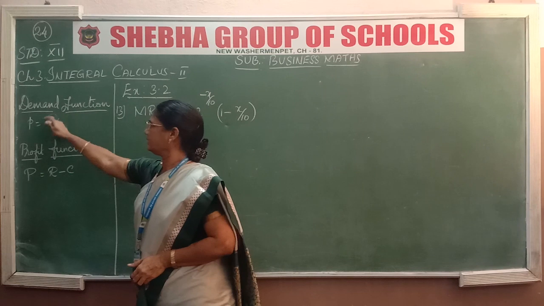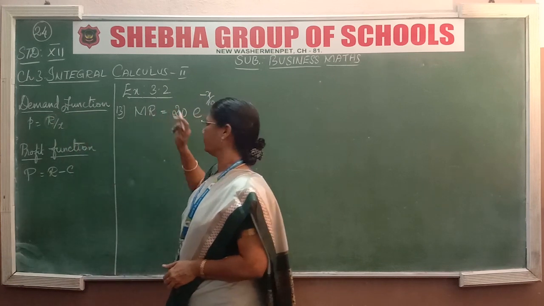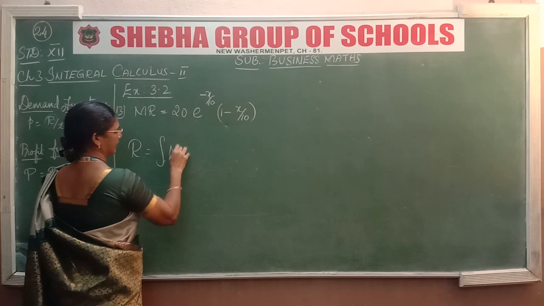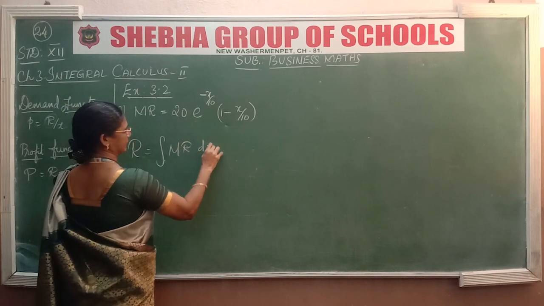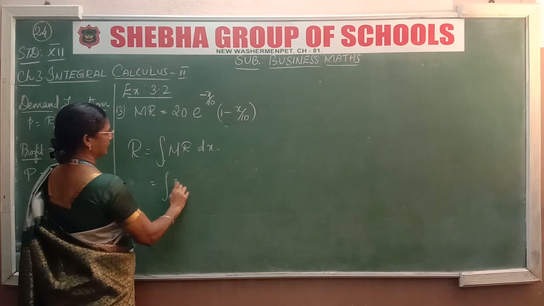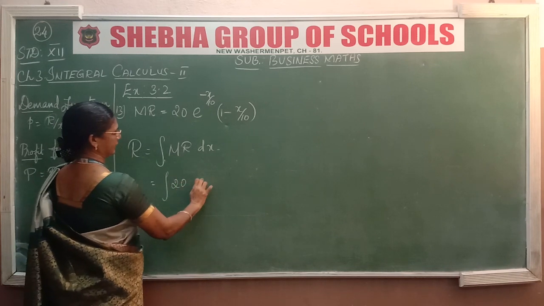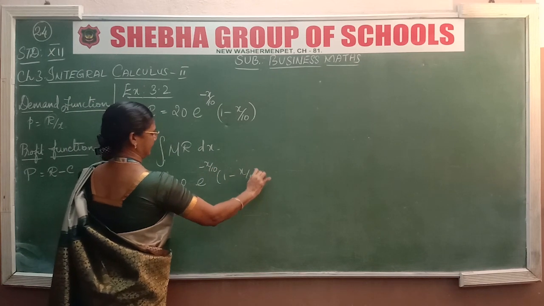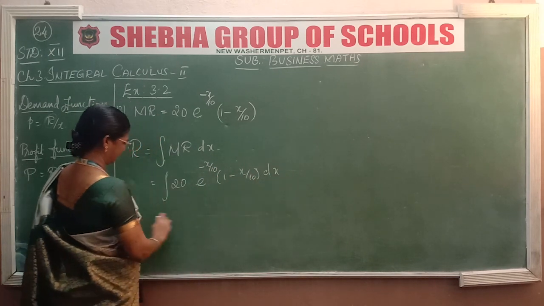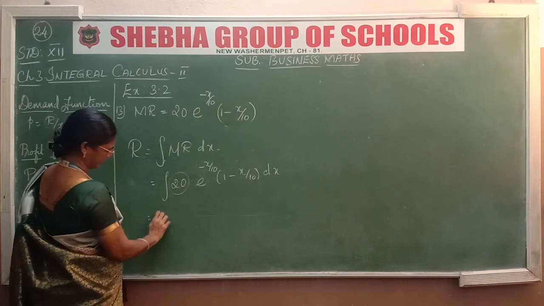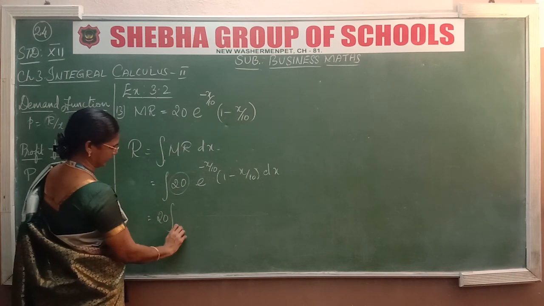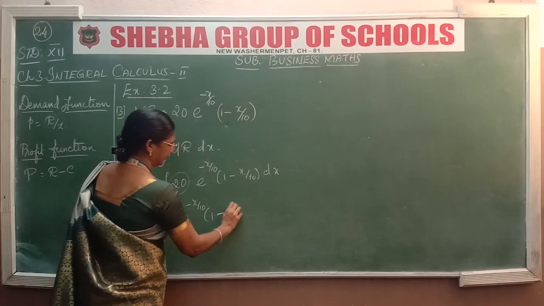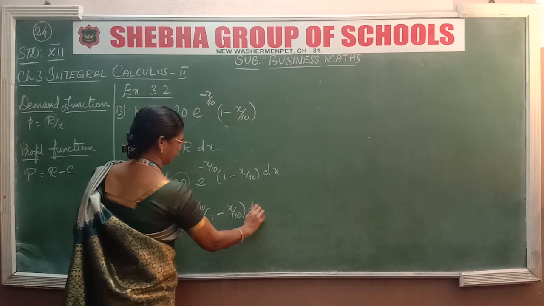So first we find R from MR, and we know the formula. R is equal to integral MR dx. So it is equal to integral of 20 e power minus x by 10 into 1 minus x by 10 dx. Taking this 20 outside, as it is constant, it is equal to 20 into integral e power minus x by 10 into 1 minus x by 10 dx.